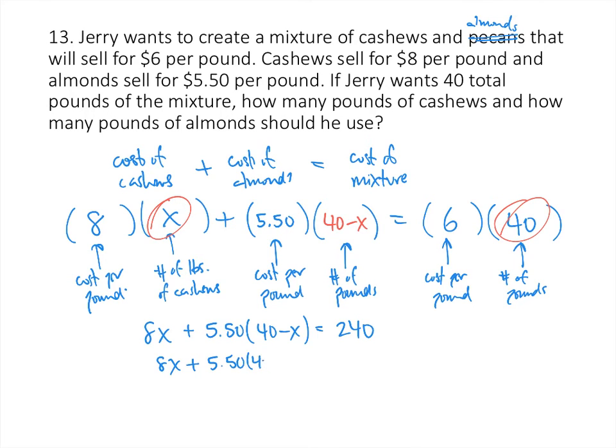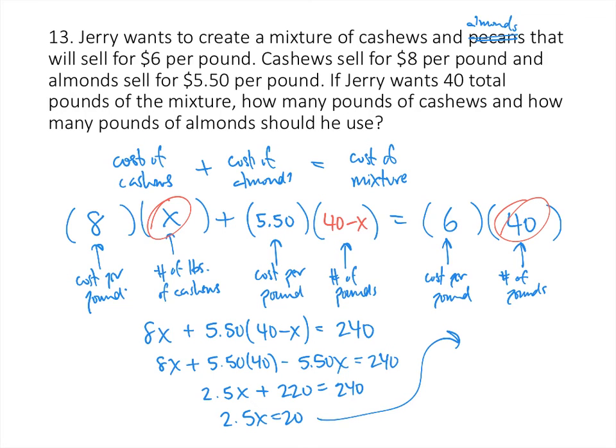5.50 times 40 minus 5.50 times x. So 8 minus 5.5, that's 2.5, so 2.5x. 5.5 times 40, that's 220. So we get 2.5x equals 20. Divide both sides by 2.5, and that gives us 8.